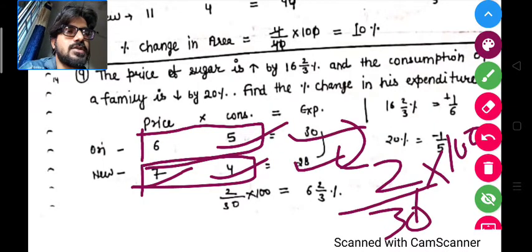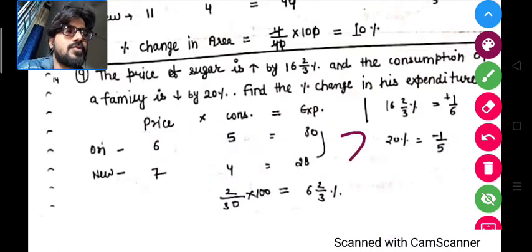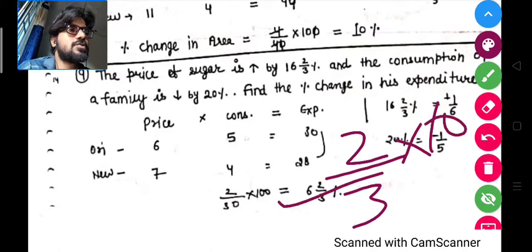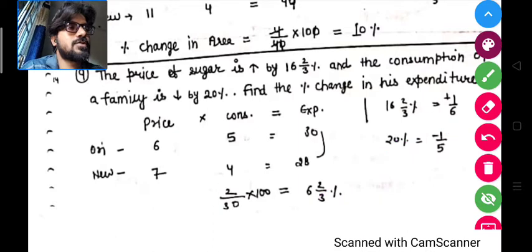So you get 2 by 3 multiplied by 10, that is 6 2 by 3%. So there is a change of 6 2 by 3%. So it is also done.